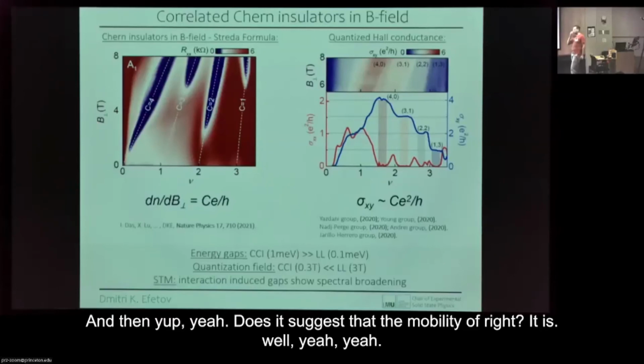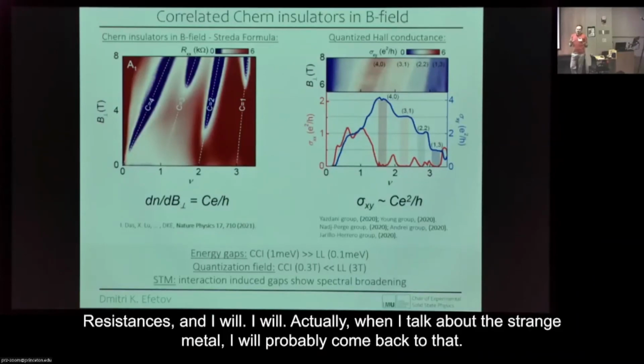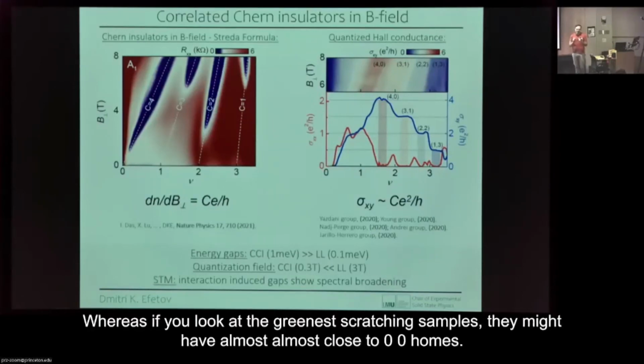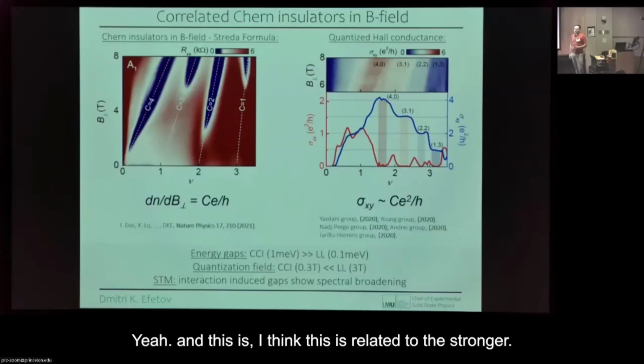Yeah. Okay. So one thing we noticed about the system is that even at the lowest temperatures, in the metallic state, it has kilo-ohm resistances. And when I talk about the strange metal, I will probably come back to that. Whereas if you look at the cleanest graphene samples, they are almost close to zero ohms. They're almost ballistic systems, right? So for sure, the system has much lower mobility. And I think this is related to the strong correlations.